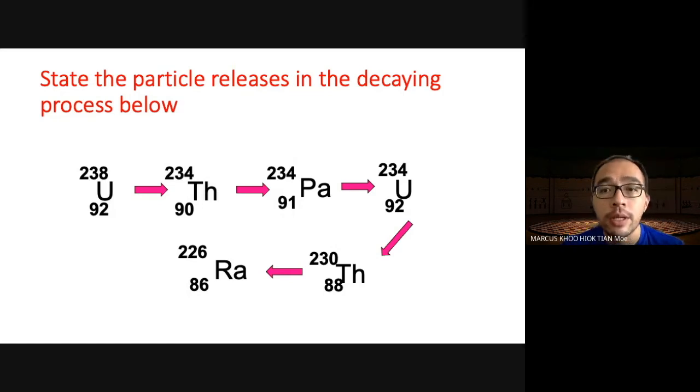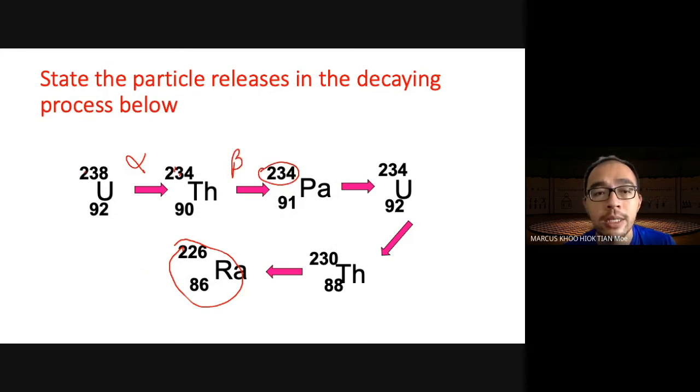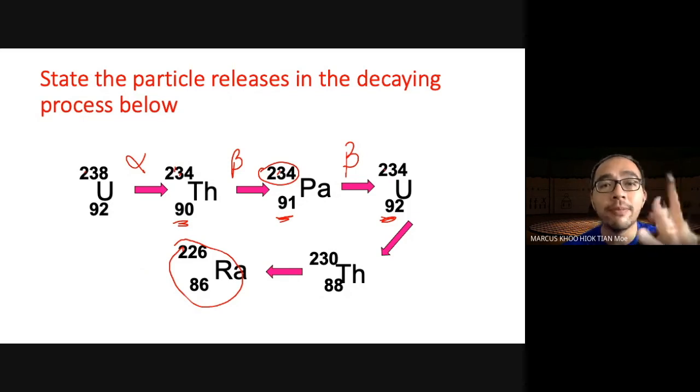Okay, so this is an example of a decay series. Uranium-238, all the way until finally stable at radon-226. You are supposed to state the particle that is released in the decaying process below. So 238 becomes 234 will be alpha, so the number reduces by 4. 234 remains at 234, you definitely know it is beta. 234 remains at 234, also beta, because the number doesn't change, but the proton number increases. Proton number increases, no need to think, beta already. There's only 3: alpha, beta, gamma. Okay?